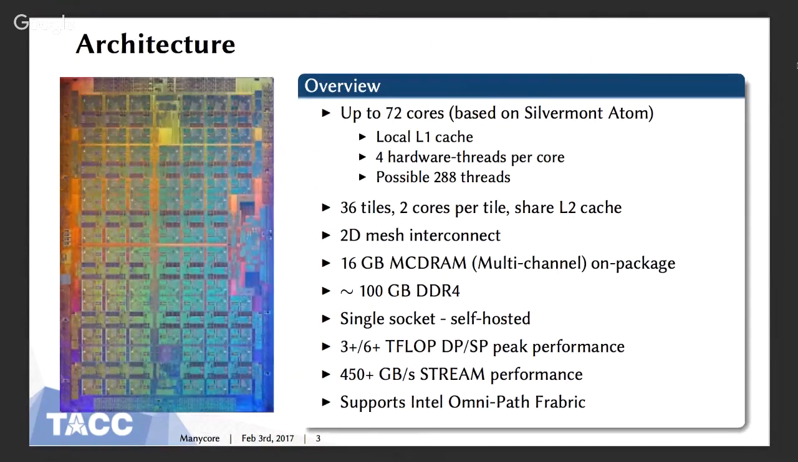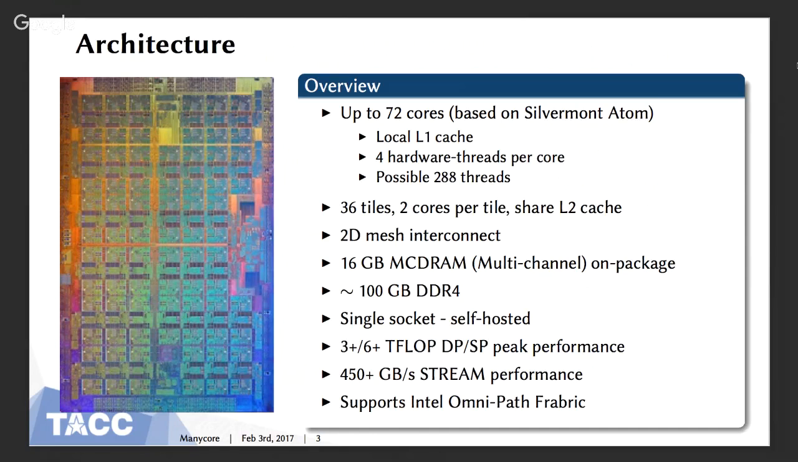So just a quick architecture overview. The nominal KNL processor has up to 72 cores. Each core has its own L1 cache. There's four hardware threads per core for a possible total of 288 threads. Now our processors actually only have 68 cores. And that's just a consequence of how many cores come out well during the die process.